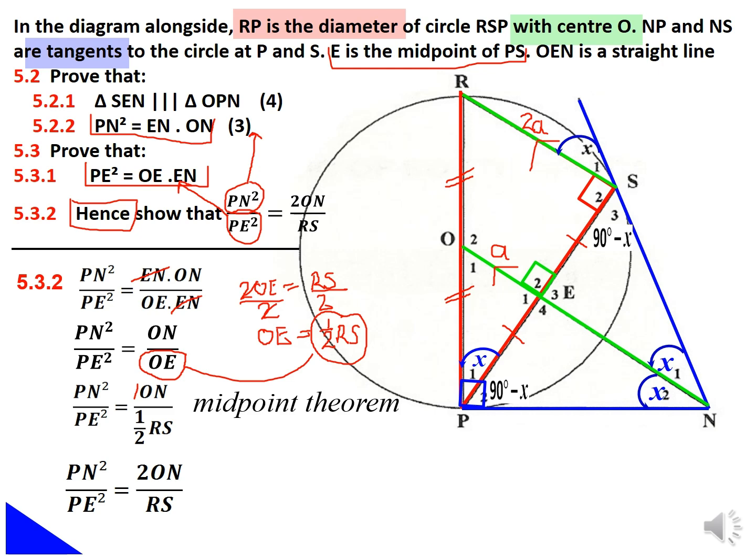Right, 448. 448 minus 1. 448, 60 times 4 equals, plus 48 equals 288.